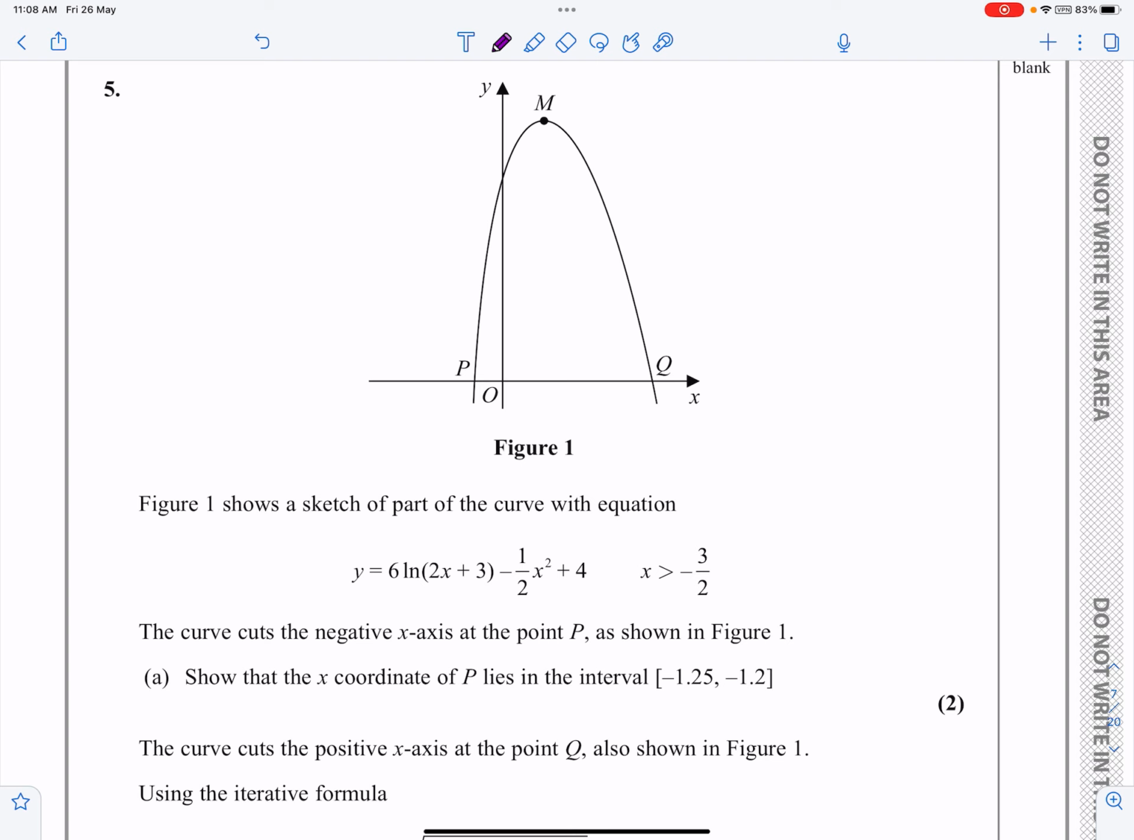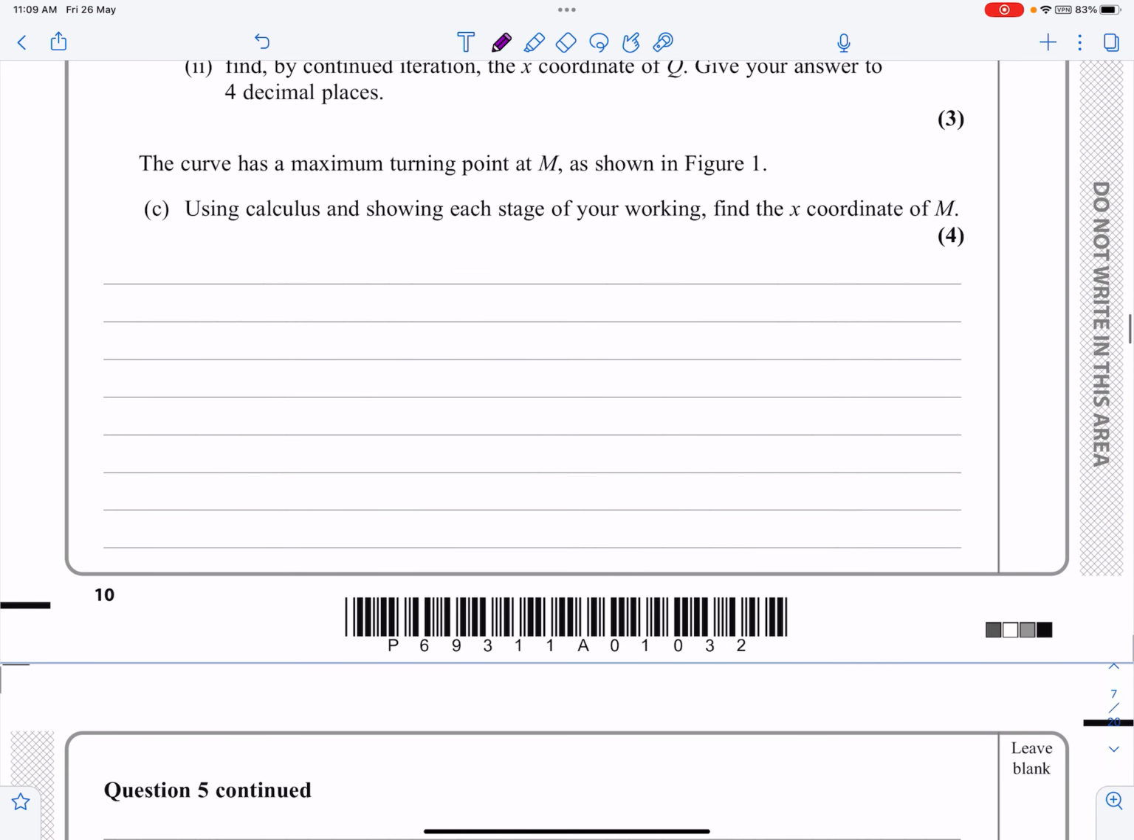It says, show that the x-coordinate of P is where it hits the axis. Read the question: P is where it hits the axis, Q is where it hits the axis. The P point, show that the interval lies between minus 1.25 and minus 1.2. So we'll get started with that straight away and just do a quick bit of teaching here. What they're basically saying is, if I'm trying to locate this root here, you don't need this as part of your answer, this is just me explaining what's going on. We have a root, let's have it on the right side, over here somewhere.